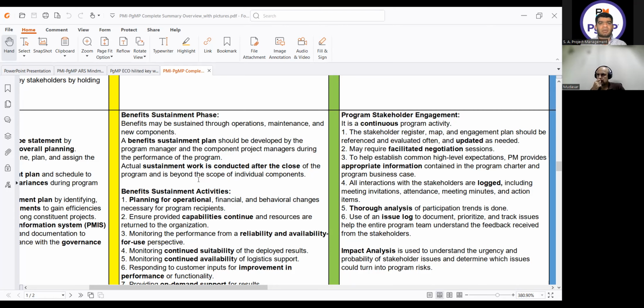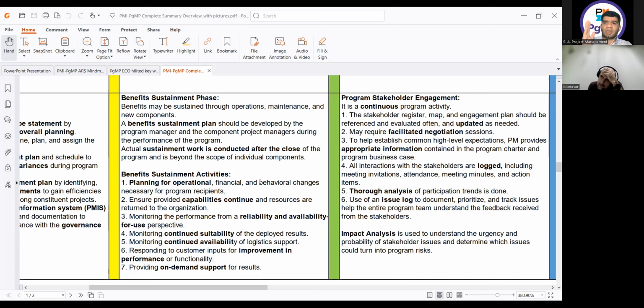Benefits may be sustained through operations, maintenance, and new components. A benefit sustainment plan should be developed by the program manager and the component project managers during the performance of the program. Actual sustainment work is conducted after the close of the program and is beyond the scope of individual components. The benefit sustainment phase is purely after program delivery, in the program closure phase. So it means all the components have been closed. We will not talk about any components or about benefit delivery. We will only talk about benefit sustainment. And on top of the life cycle, I have a program closure phase.